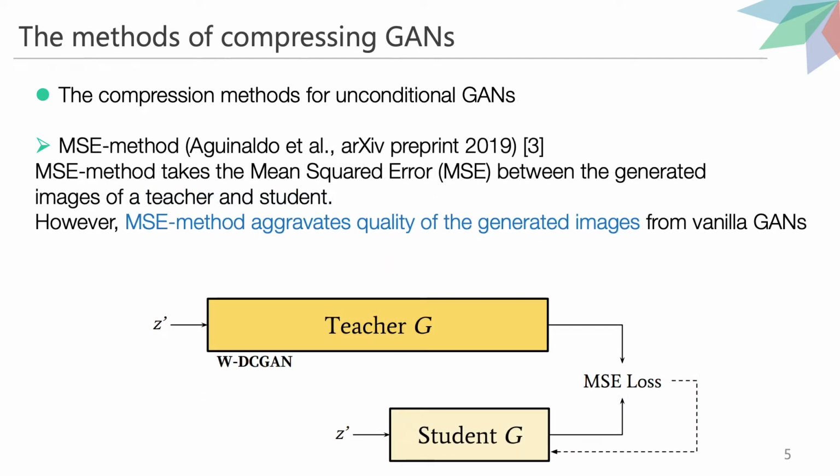Secondly, the MSE method was proposed by Aguinaldo et al. in 2019. The MSE method takes the mean square error between the generated images of the teacher and student. However, the MSE method evaluates quality of the generated images pixel by pixel. Namely, the MSE method cannot compress the generator of GANs effectively.